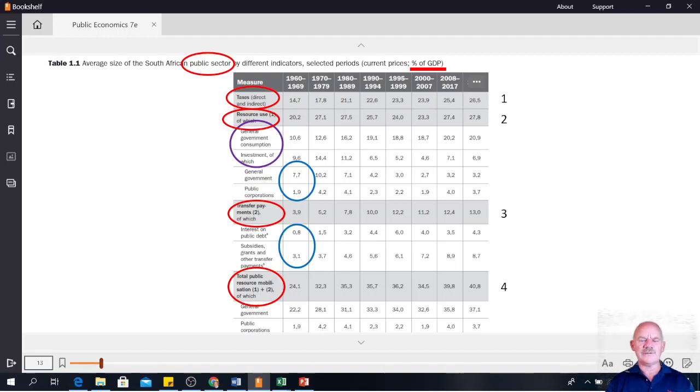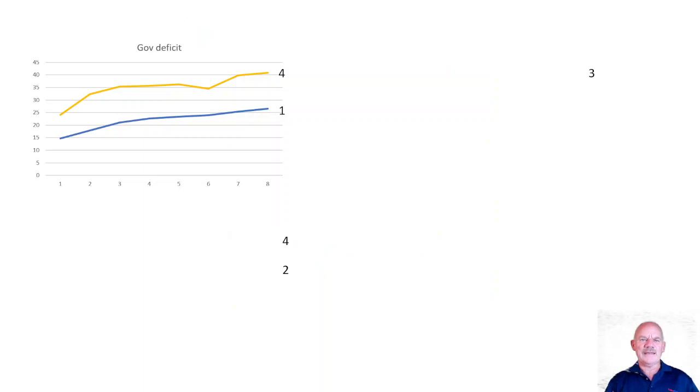So now I'm going to show you a picture of row 1 versus row 4: taxes, how much do we collect and how much do we spend. So 4 is the fourth row and 1 is taxes over time increasing, and you can see there's a difference between the two, so that's what I call the government deficit, because they spend more than what they collect.